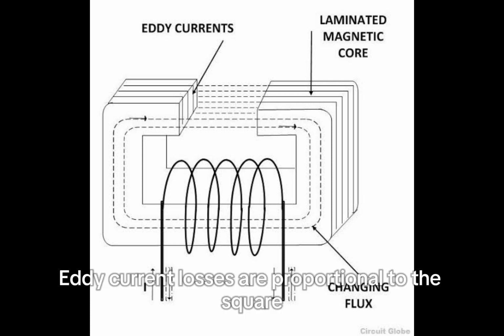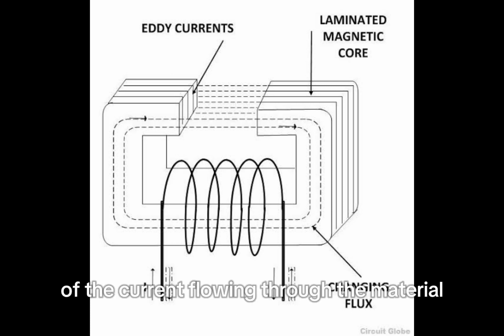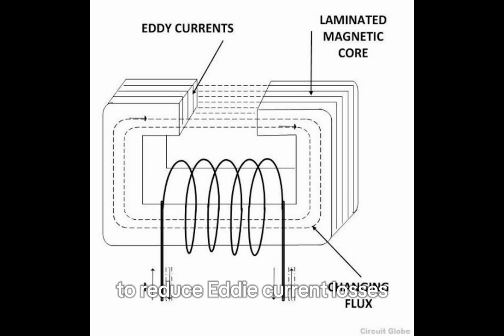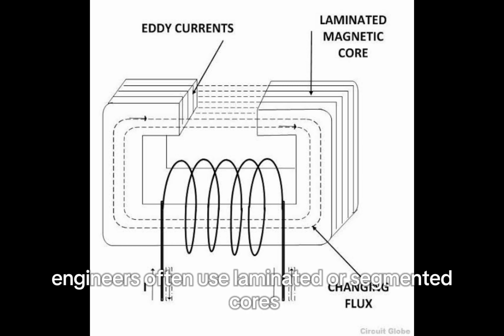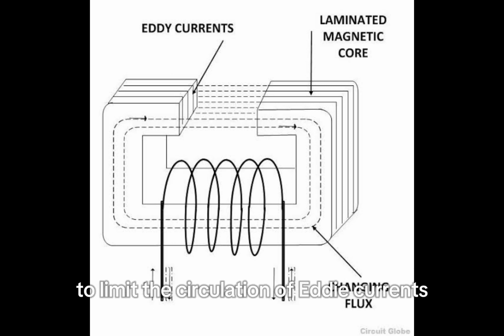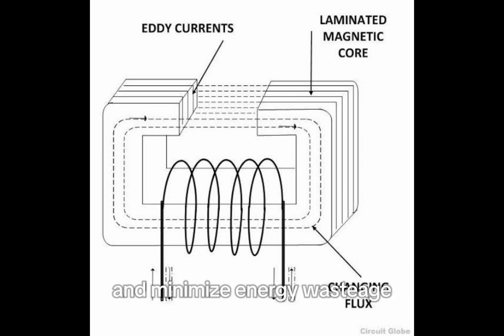Eddy current losses are proportional to the square of the current flowing through the material and the electrical resistance of the material. To reduce eddy current losses, engineers often use laminated or segmented cores made of materials with high electrical resistivity to limit the circulation of eddy currents and minimize energy wastage.